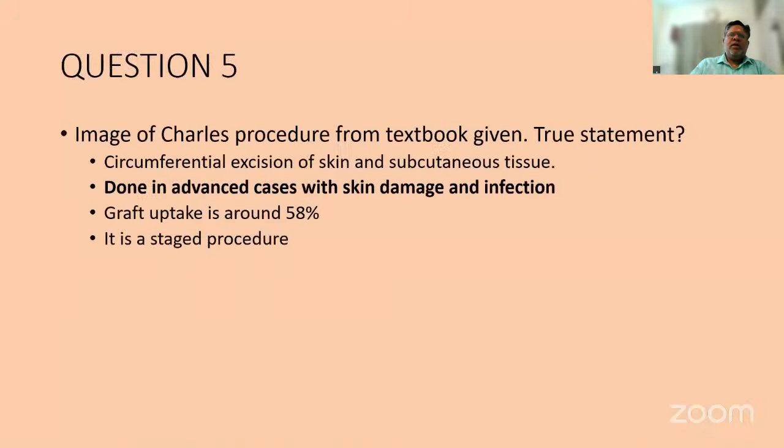Question 5, an image of Charles procedure is given. What is the true statement? Circumferential excision of skin and subcutaneous tissue is done in advanced cases with skin damage and infection. A graft uptake is 58% and it is a staged procedure. So our answer is that it is done in cases with skin damage and infection. Graft take is nearly 85%. It is not staged, it is single stage. There is excision of not only the skin and subcutaneous tissue, even the deep fascia is excised.